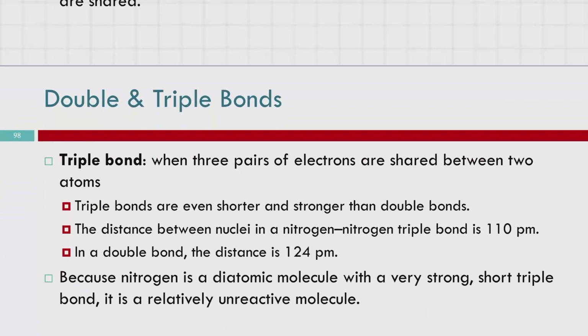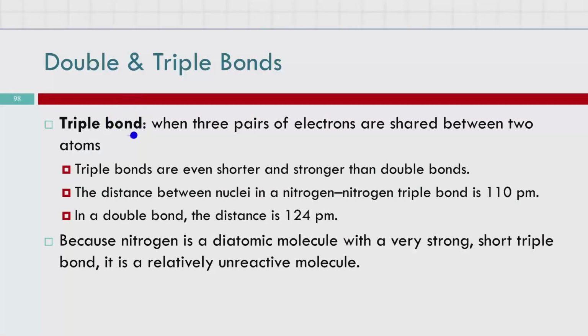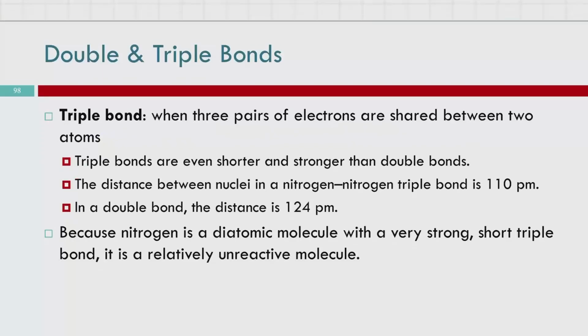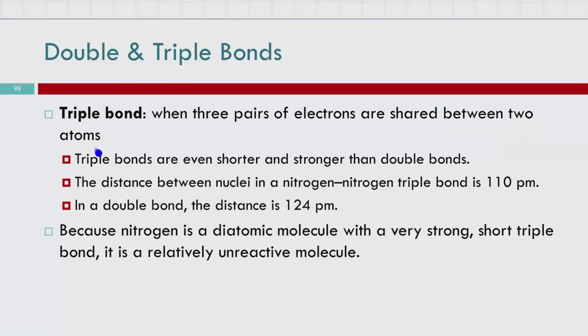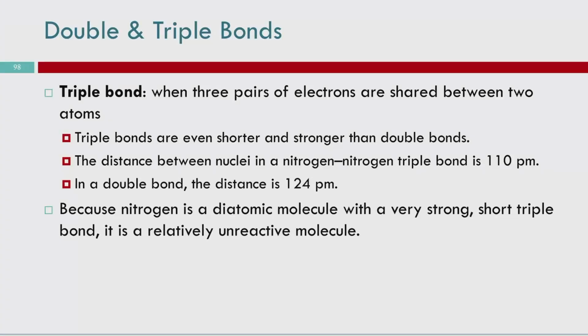Triple bonds, each bond is 1. Triple meaning we've got 3 bonds. Again, shared just between 2 atoms. They're shorter and stronger than double bonds. For nitrogen, the triple bond is 110 picometers. A double bond would be 124. 110 is smaller than 124. All we're saying is they're shorter. And nitrogen, which makes up 78% or so of our air, because it has a very strong, very short triple bond, makes it relatively unreactive.